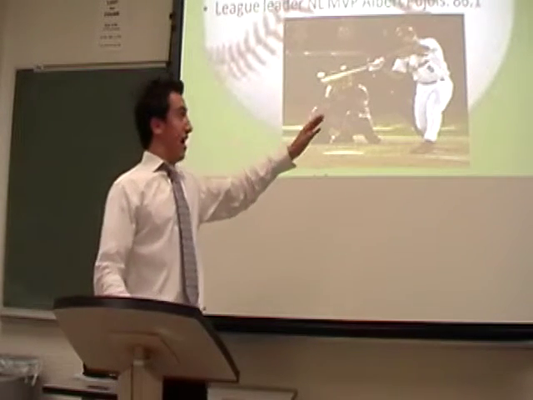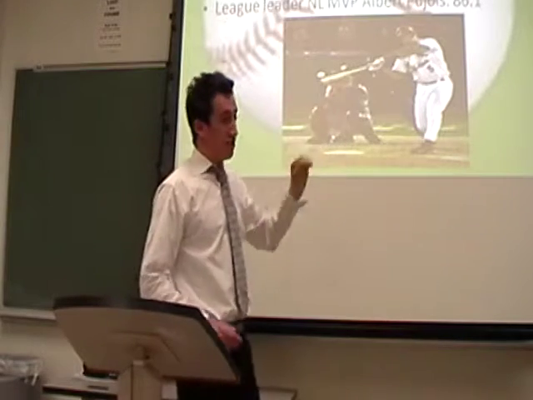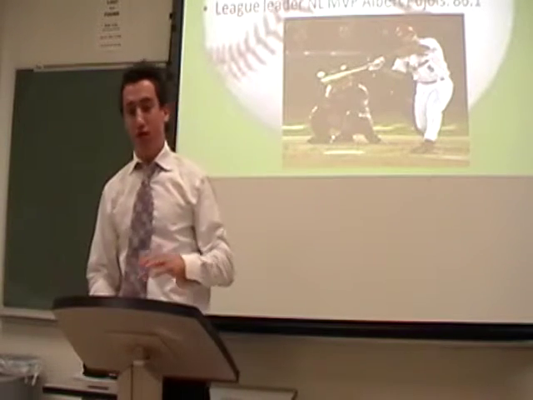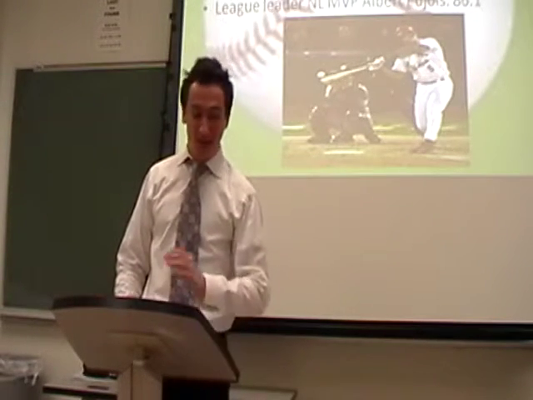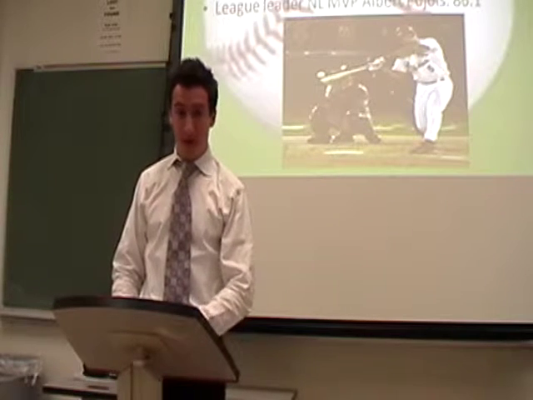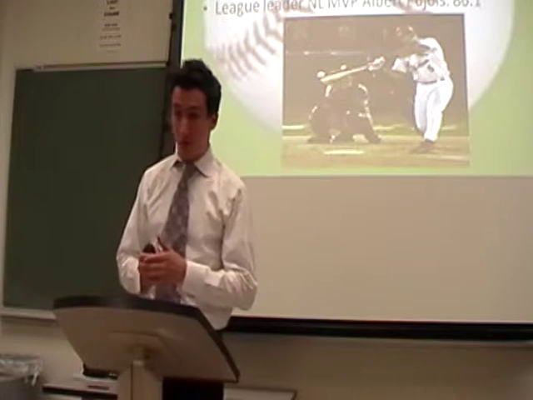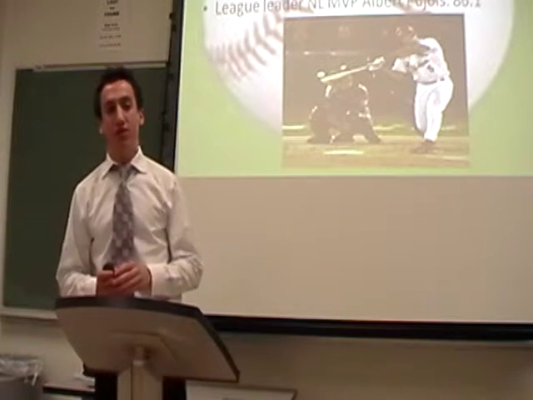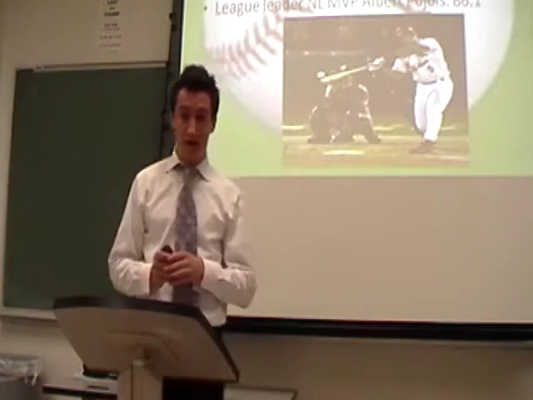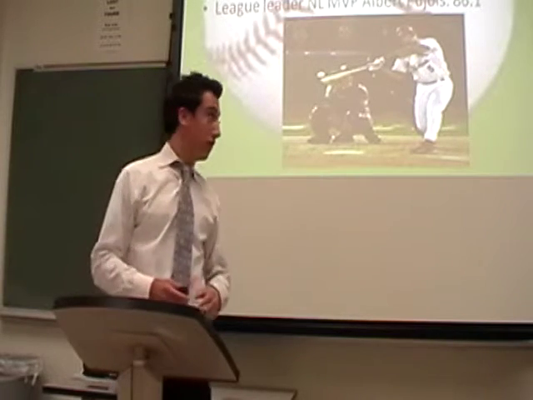The NL MVP Albert Pujols contributed 86.1 runs over the course of 162 games. That means he basically himself, by being in the lineup day to day, and he didn't play every game, contributed half a run more than a random minor leaguer would, or someone with a VORP of 0 would. Half a run a game.